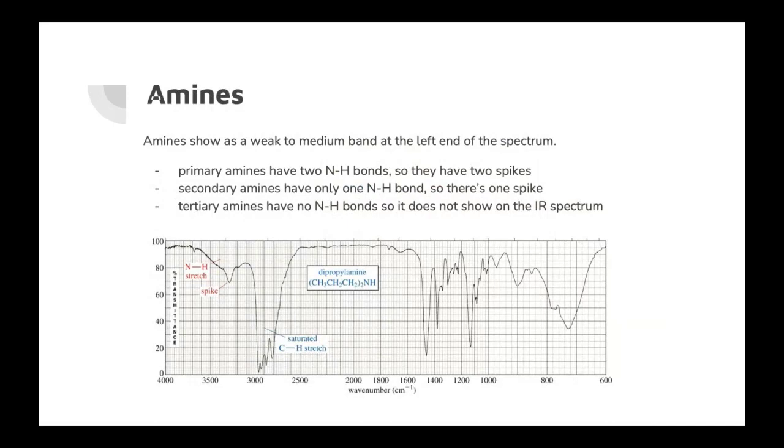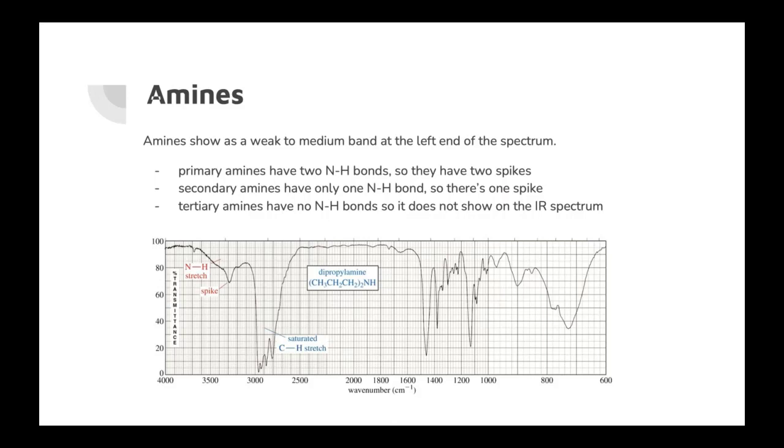The last main functional group that we can tell from IR are amines. Amines are usually above 3000, and we see little spikes based on the degree of the amine. So primary amines are NH2. They have two nitrogen-hydrogen bonds, so they'll have two spikes. They look like two teeth usually.